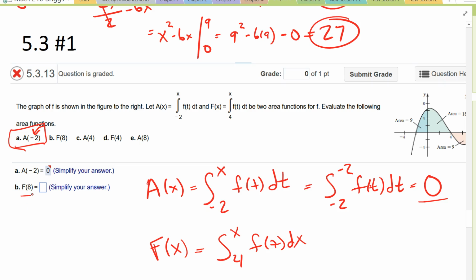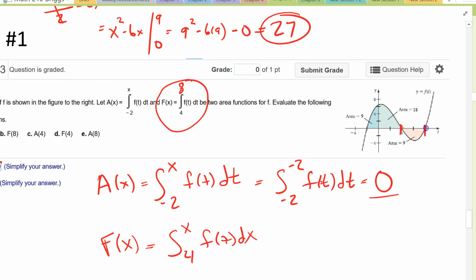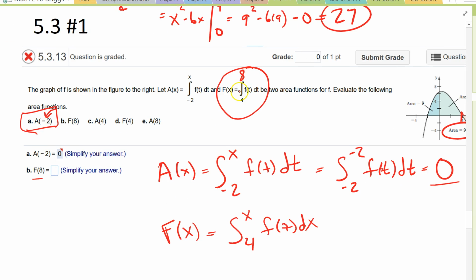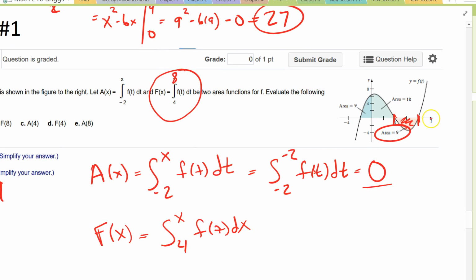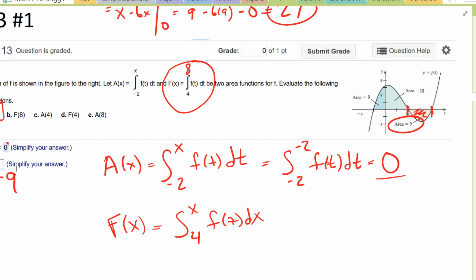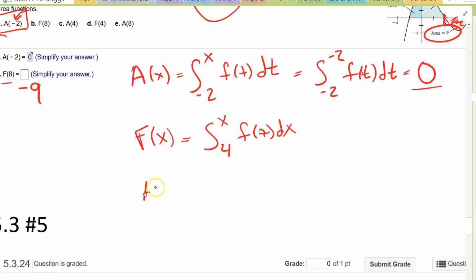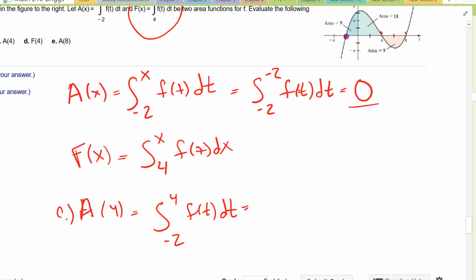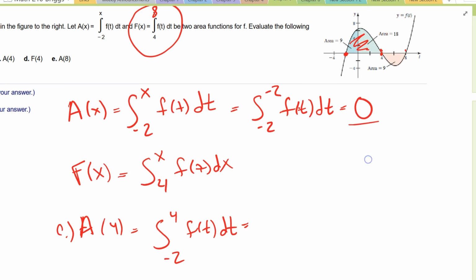If you're looking at this one, and I want to go to 8, so I'm going to take the integral from 4 to 8, I'm looking at this area. Well, it tells you the area is 9, but in terms of the integral, it's actually going to be -9, because it's below the t-axis in this case. On C, we're looking at A of 4, which would be the integral from -2 to 4 of f of t dt. So if I look at the graph, I'm going from -2 to 4. So I'm looking at this area. Both of them are above the t-axis, so I'm going to add them. 18 plus 9 would give me 27.